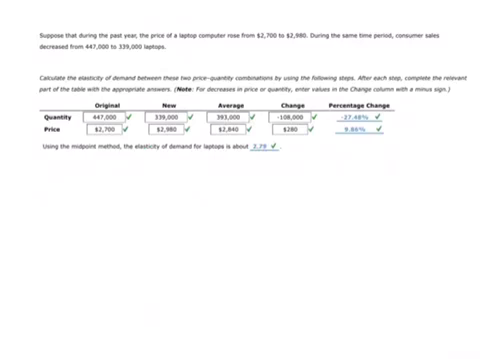The percentage change then is the change, 108,000 divided by the average, which is 393,000, and that equals a negative 27.48%. So sales went down by 27.48%.